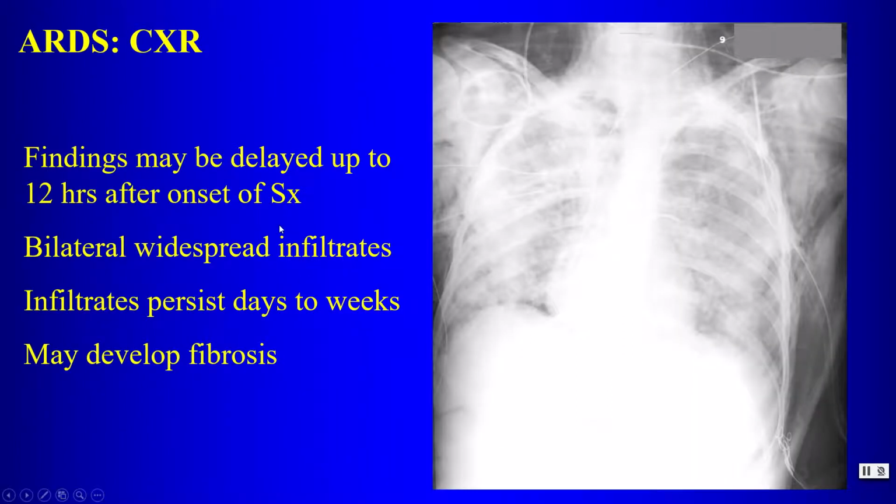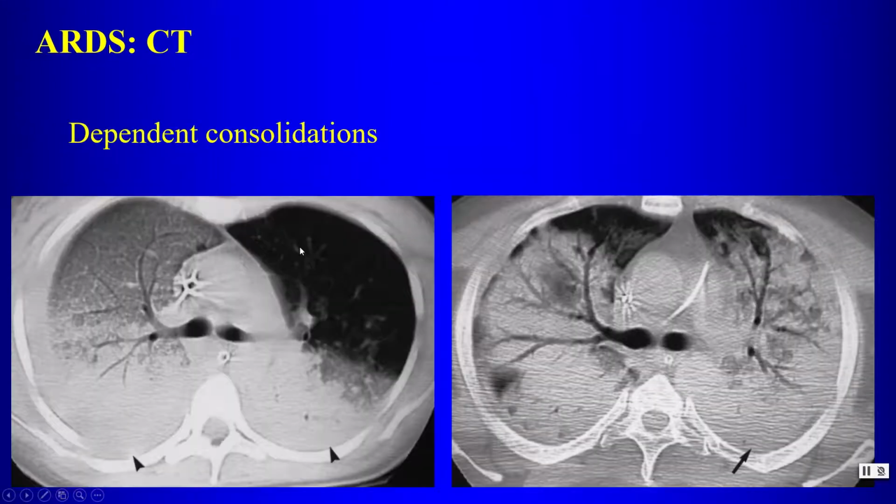So with ARDS, the findings may be delayed up to 12 hours after the onset of symptoms. So initially the chest x-ray may be negative even though the patient is acutely symptomatic, and then a few hours later you may see widespread bilateral consolidations. The consolidations persist for days to weeks, and then they may progress to fibrosis.